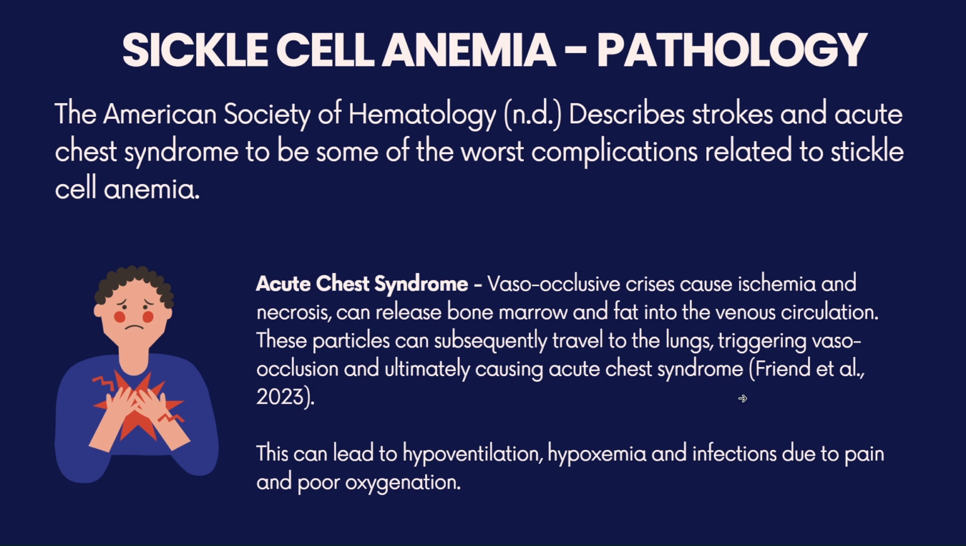So let's have a look at acute chest syndrome. Acute chest syndrome is a vaso-occlusive crisis which causes ischemia and therefore necrosis, which can release bone marrow and fat into the venous circulation. These particles can subsequently travel to the lungs, which triggers further vaso-occlusion, ultimately causing acute chest syndrome. This can lead to hypoventilation, hypoxemia, and infection due to the pain and poor oxygenation of the body.